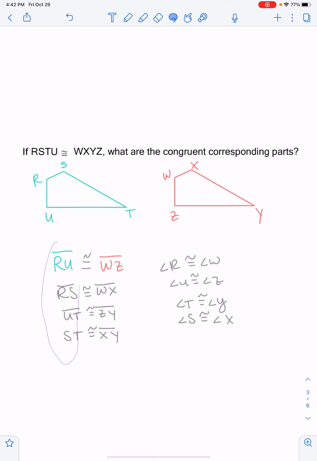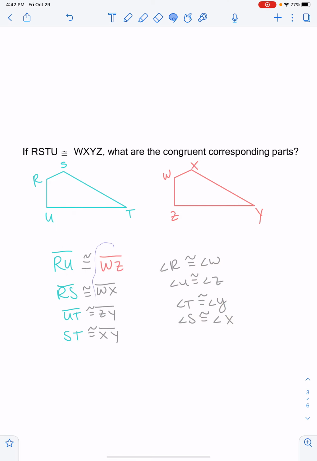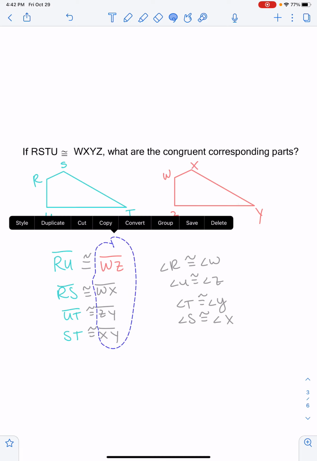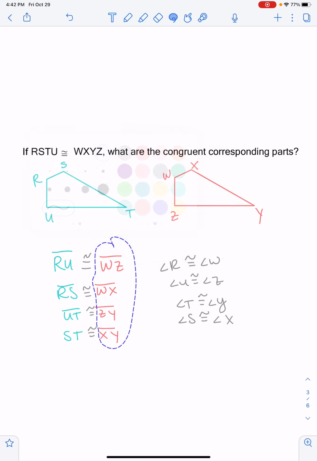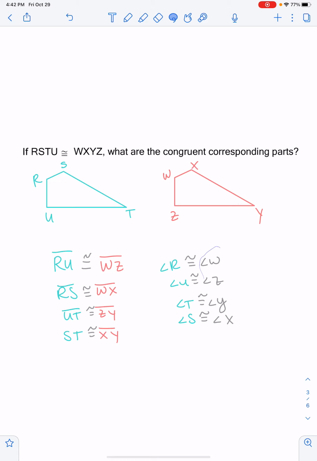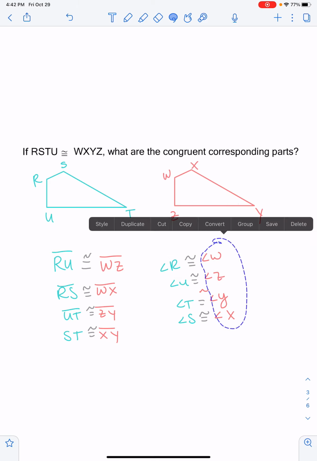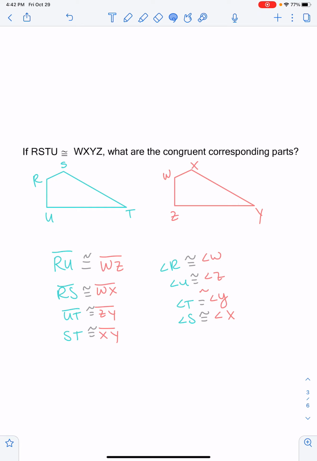So when they're asking for the corresponding parts there, they're just saying which ones from the blue shape match up with which ones from the reddish pink shape. So I'll highlight those in the right colors, and you have a lot of things that match up there. There you go. So they're just saying what pieces match.